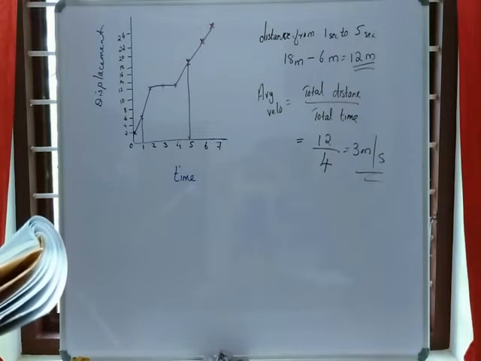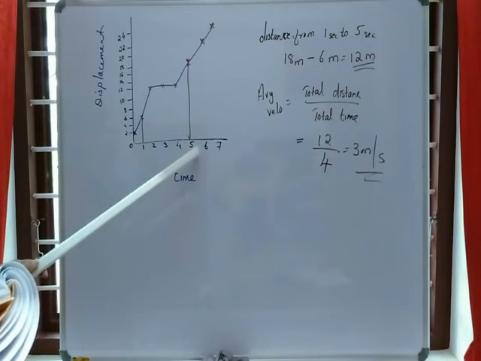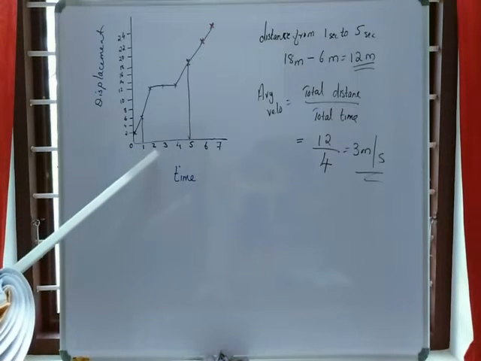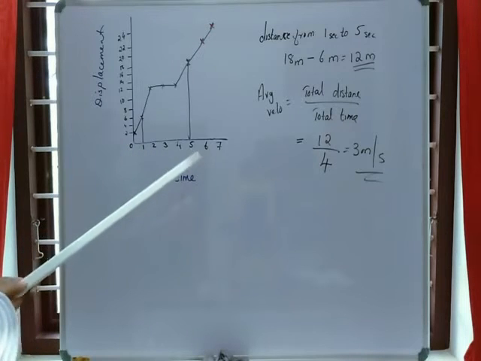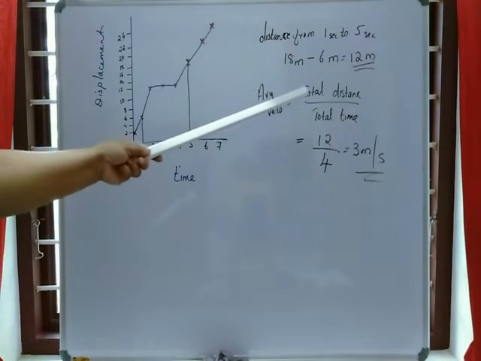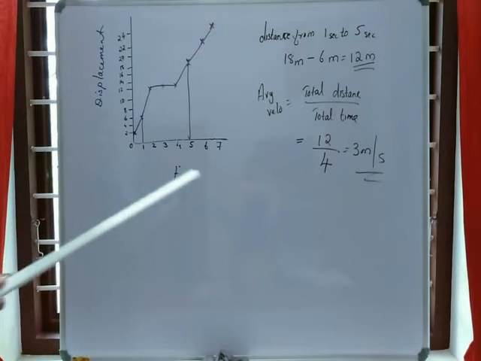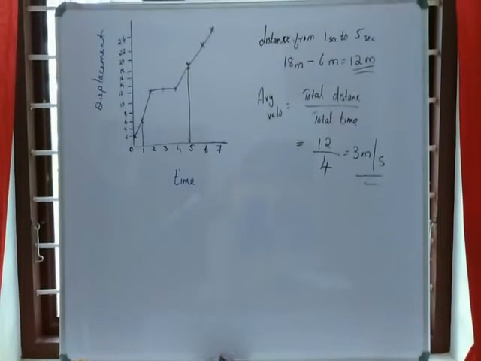Second question is calculate the average velocity in time interval 1 to 5. Formula for average velocity is total distance by total time. We already calculated the total distance is 12 meter and total time 1 to 5, that is 5 minus 1, 4. 12 by 4, that is 3 meter per second.